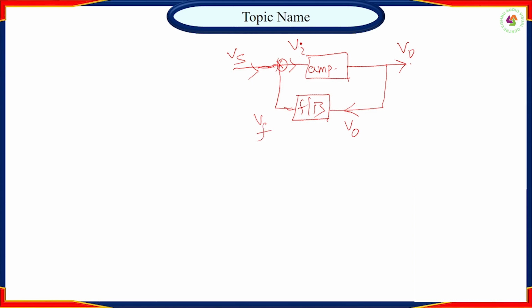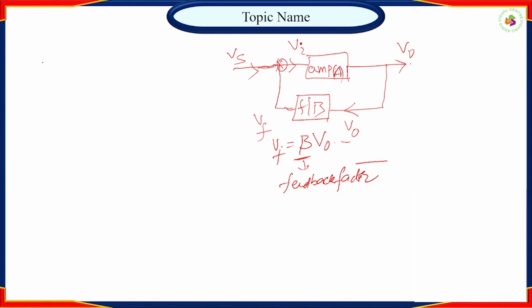So the input to the feedback will be V0, which is the output of the amplifier, and Vf is the output from the feedback network. So these two are related to one another with respect to the relation Vf is equal to beta times V0, where beta is called the feedback factor. Similarly, here the amplifier has a gain of A.